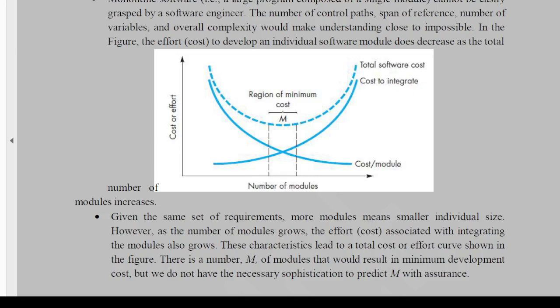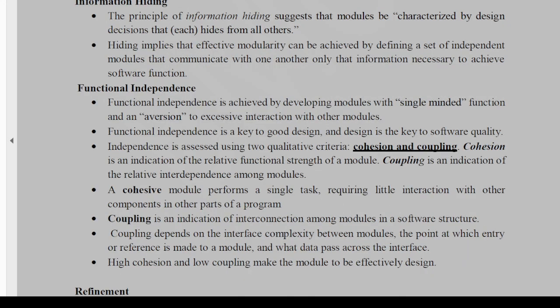Next is information hiding. It is characterized by design decisions that are hidden from all others. Information contained within a module is inaccessible to other modules. Then functional independence. Every component or module does its task without depending on other modules. Means single-minded function. Two qualitative criteria are there, cohesion and coupling.